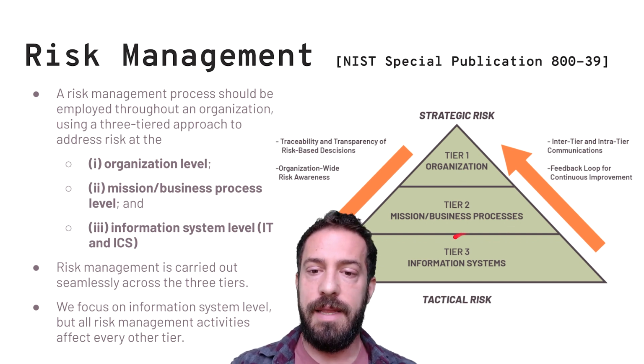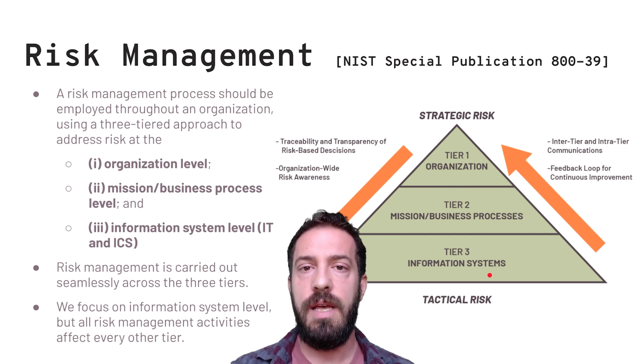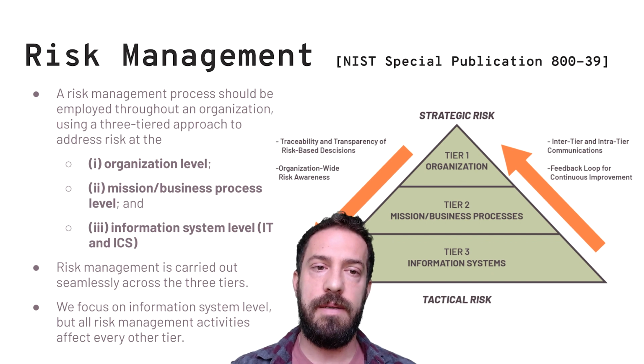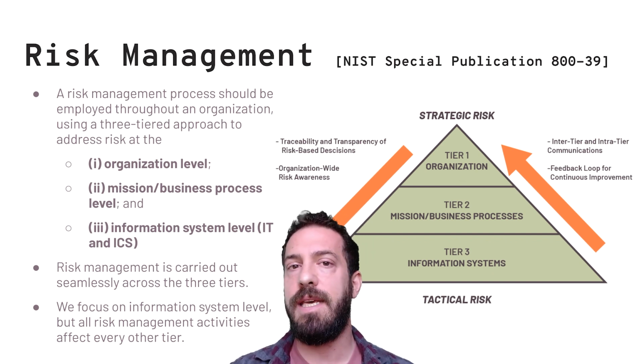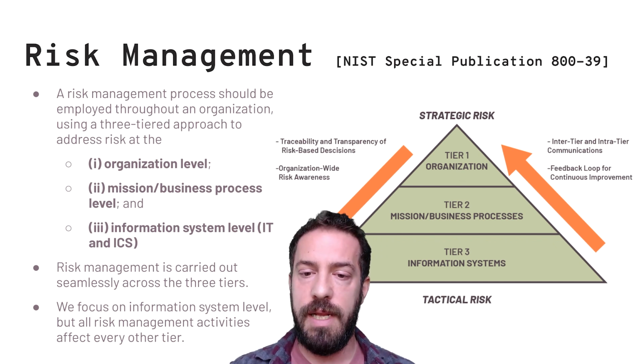And at the end will be the last one, tier 3, information systems. This is the one we'll focus on, and it talks specifically about the risk management of the individual components: the risk management of the PLC, of the Windows machines, and other components that are part of our information systems.